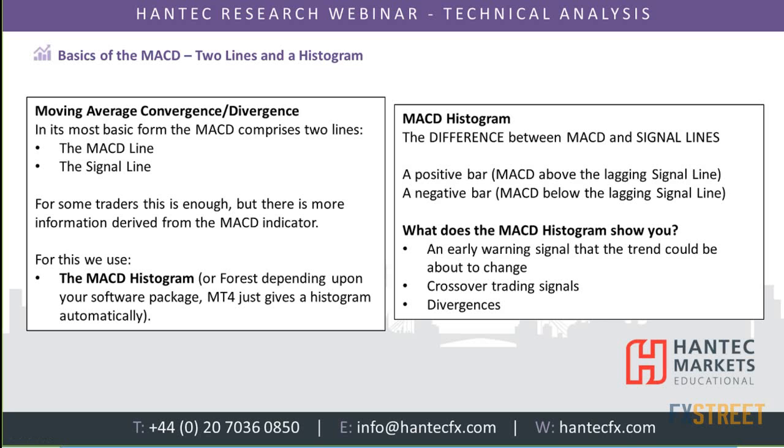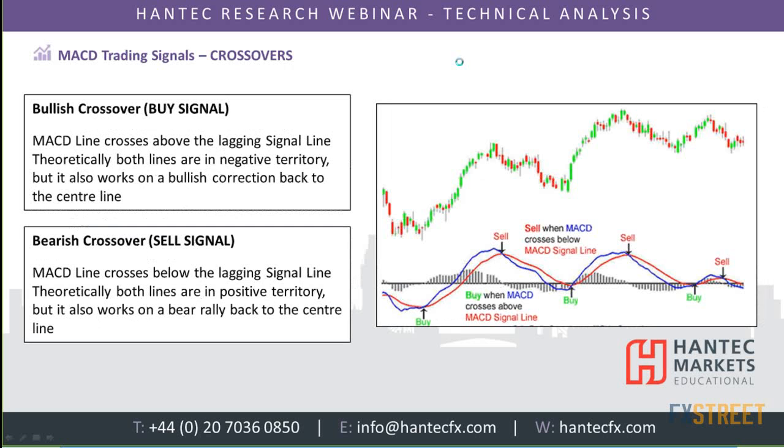Now, in terms of where you get these, normal trading systems will give you the histogram, or maybe they'll call it the Macd forest, as part of your Macd indicator. Some of them, I know, for example MT4, which our clients use, will show the histogram automatically, so it's not something you need to worry too much about in terms of how to set it up, because it will configure it automatically. Okay, so crossovers.